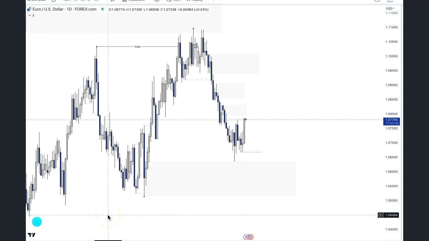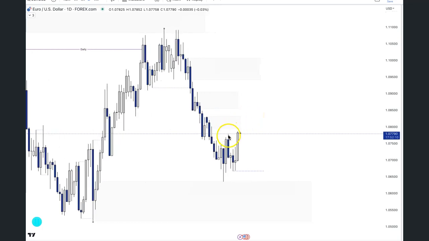EURUSD daily markup, 9th of June 2023. This is the daily chart. We are bullish. We have had a break of structure and we've had a pullback. We pulled back into this demand zone, barely tapped into it, and we've now got a reaction, and this reaction caused a CHoCH. We had a pullback and now we again turned bullish.